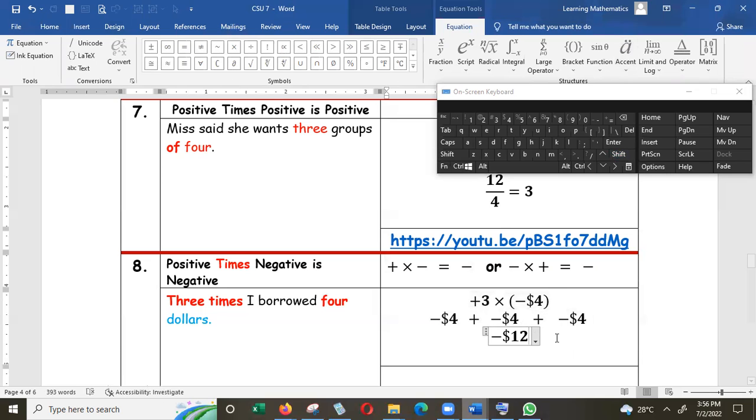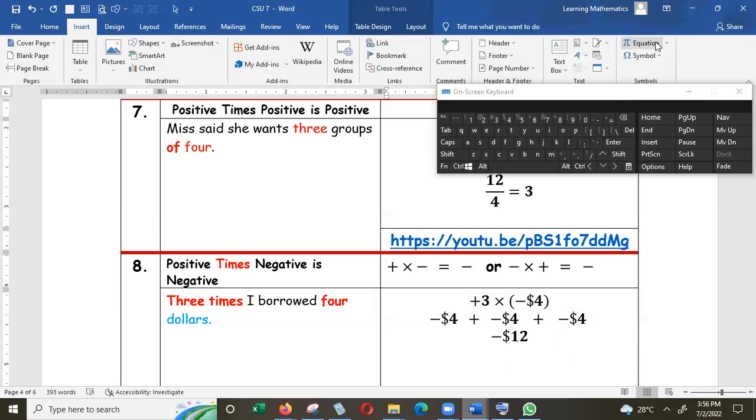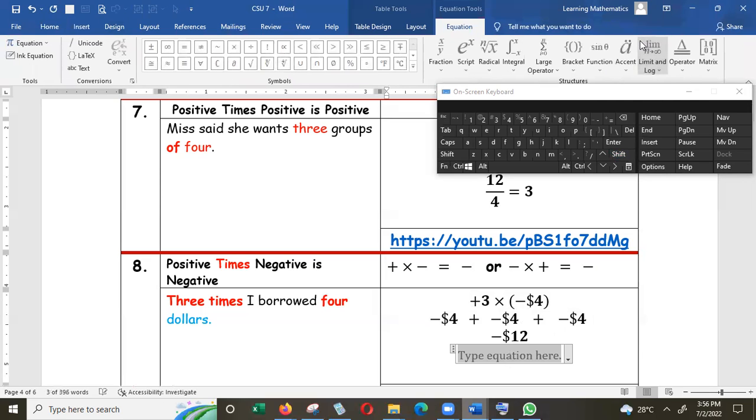So a positive times a negative. For example, positive 3 times a negative 4 is equal to negative 12. A positive times a negative is a negative.